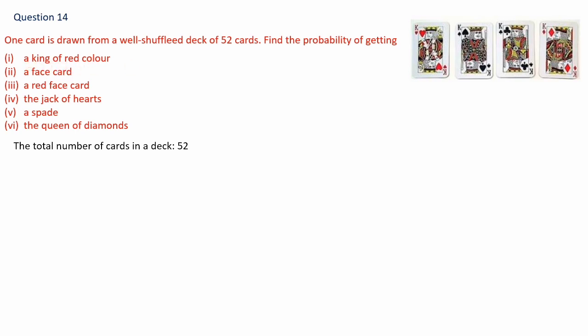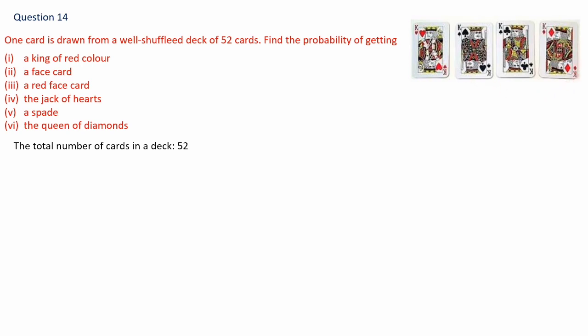King is having 4 in number. In hearts also king is there, in spade also king is there, clubs also king is there, and in diamonds also king is there. Here it is asked a king of red color. These are the total number of kings in a deck of cards, and here you have to check the red cards. So this one is red and this one is red. So total 2 red cards, meaning the hearts king and the diamond king are the only red cards.